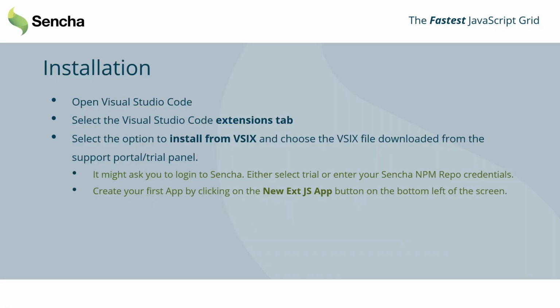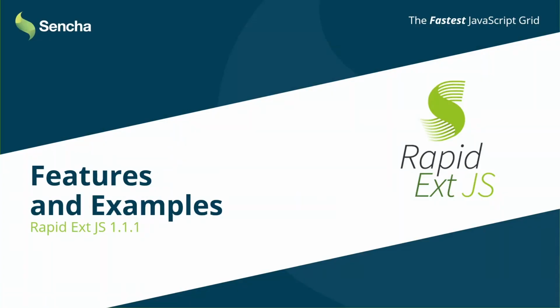Okay, if it asks you for a username and password, it's the username that you are using for the npm login, or if you don't have a login, then you can select that you want to use this just as a trial. Now that we have installed Rapid Ext JS, we can continue by creating our first example.